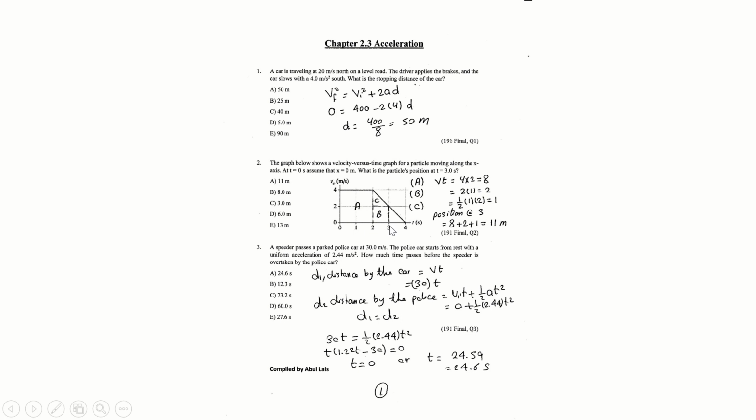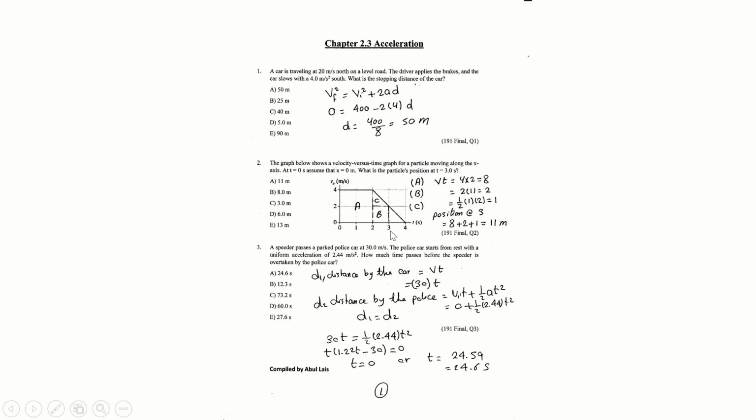For area B, I have from 3 to 2, that is 1 times 2, so it is 2. So the area under B is 2. Now what about area C? We know that the area of a triangle is half the base times the height. The base is 1 and the height is 2, so it's a half times 1 times 2, that gives me 1. Now I have three areas: 8, 2, and 1. Add them together, and it gives you the total area under the graph, which is 11 meters.